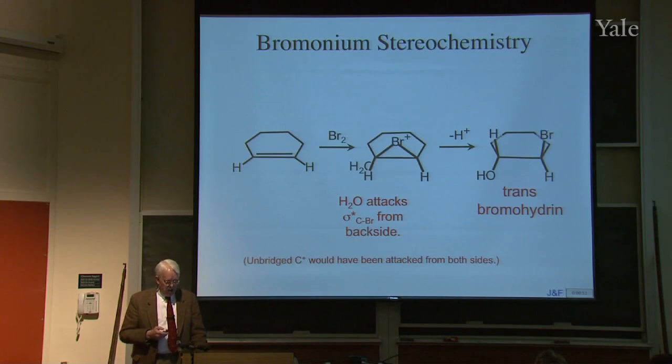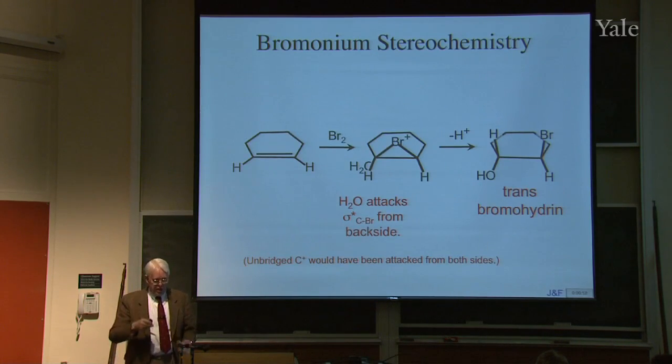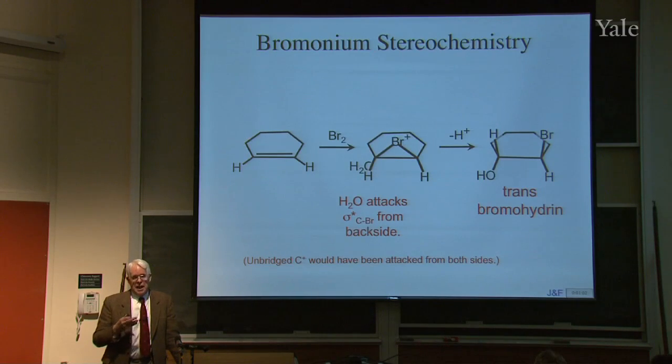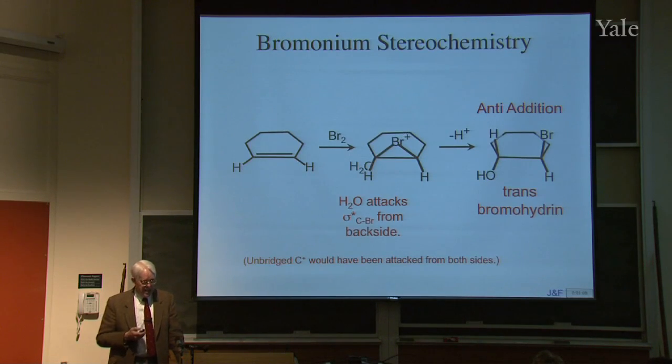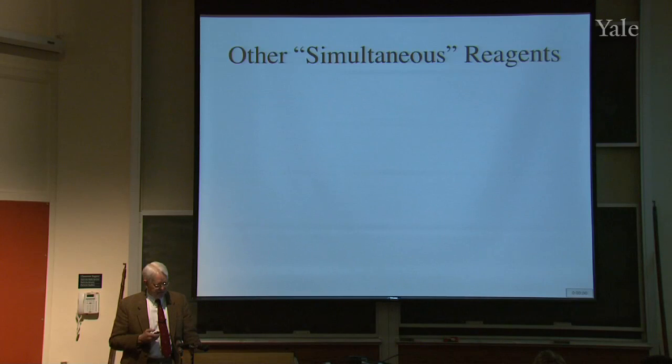So with an unbridged C+, the nucleophile could have attacked from the top or the bottom if the bromine weren't bridging. So the bridging is evidenced not only by a lack of rearrangement, but also by the stereochemistry of the product. It's an anti-addition. The reverse, you'll notice, of anti-elimination that we talked about in E2 reactions.